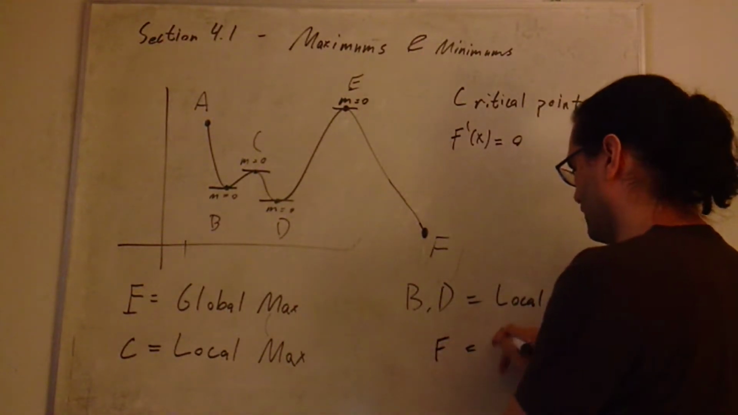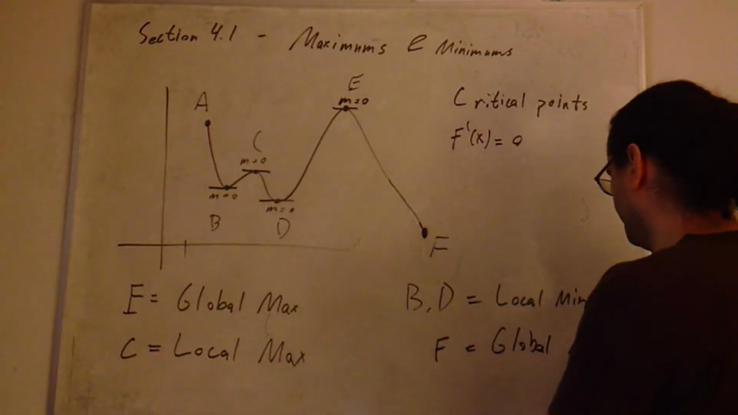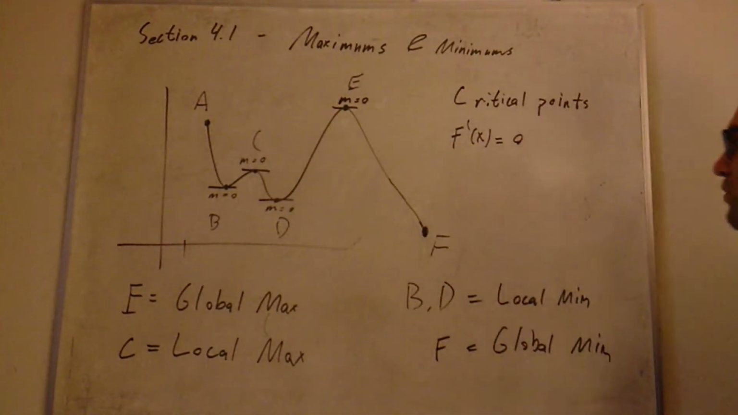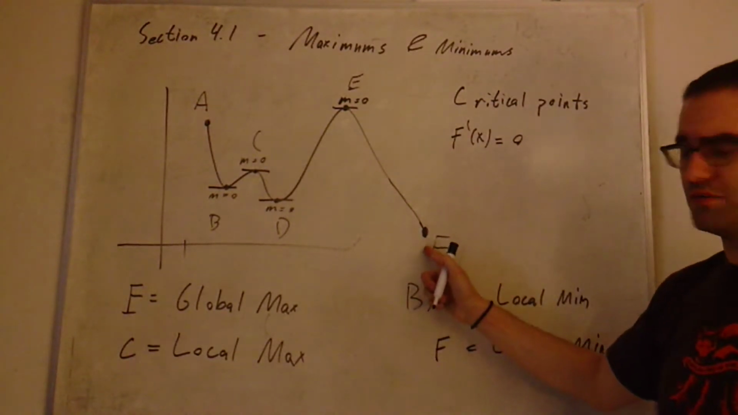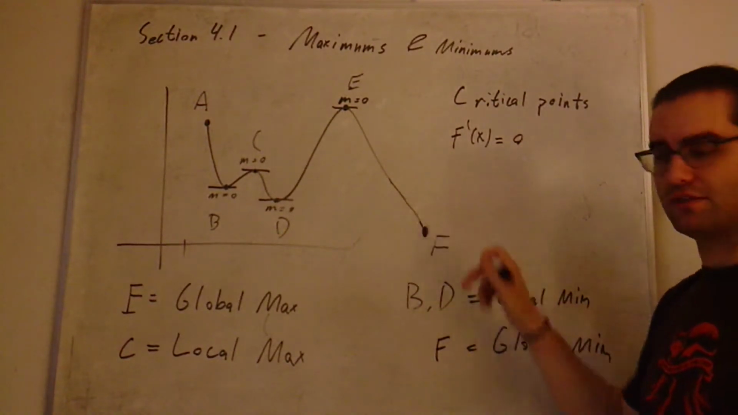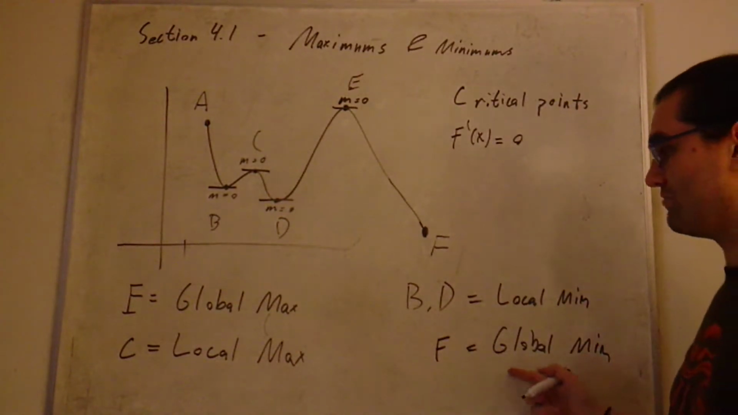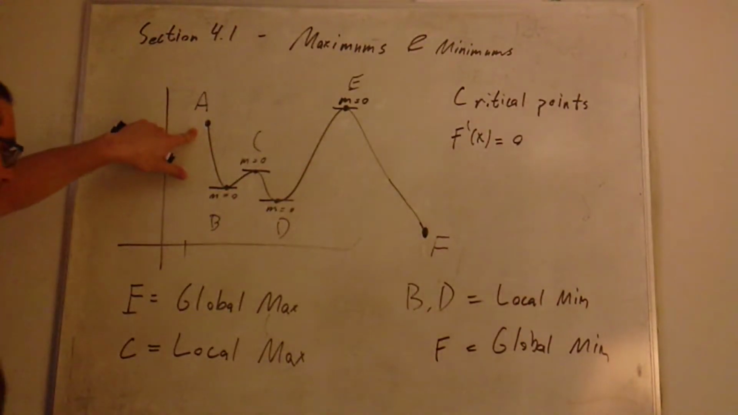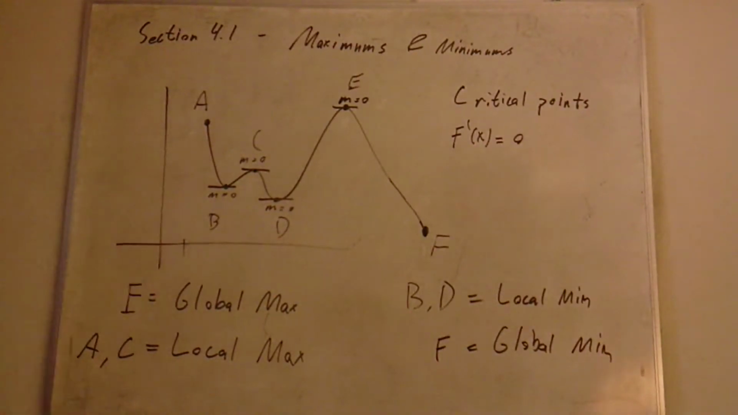F is the global min, because it's the smallest point on the entire graph, which is interesting because it's not where the derivative equals 0. Like, the slope isn't horizontal here. It's just where the graph ends. So we have to include that. And A we should also include as a local max, because it's an endpoint.